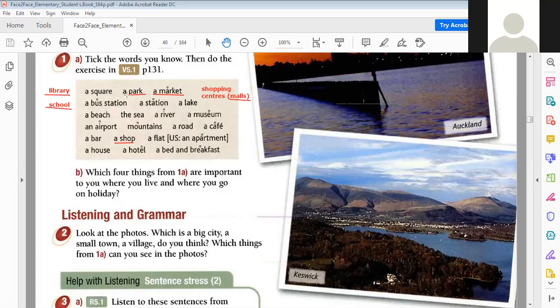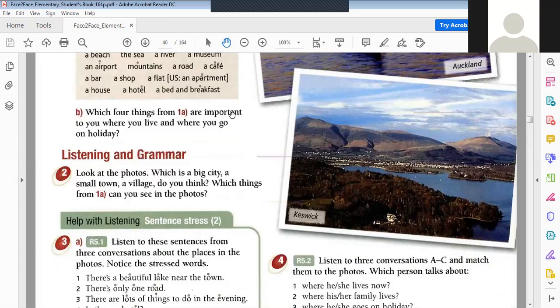When I travel, I think a hotel and the beach, bus station and the station, a museum. Yes. A cafe. That's it. Okay, that's great. So this is just a list of places which are important for us when we travel and important for us where we live.